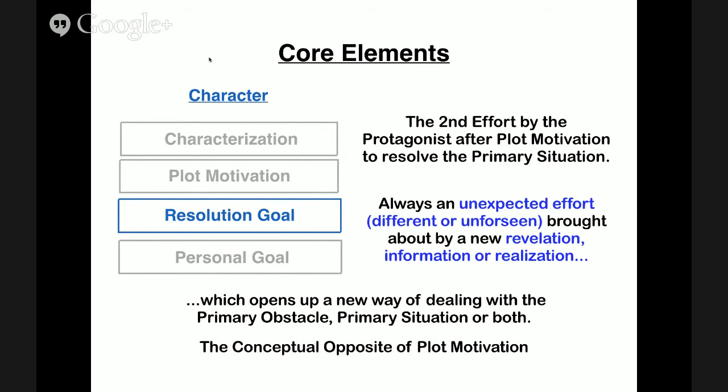It also, more often than not, is the conceptual opposite of the plot motivation. You'll see that in Die Hard. It is the conceptual opposite of plot motivation. So if in response to the primary situation the character tries to do A, well, as he grows and experiences through the movie, he's going to realize the resolution goal is not to do A, it's to do negative A, the opposite. And that's going to win.